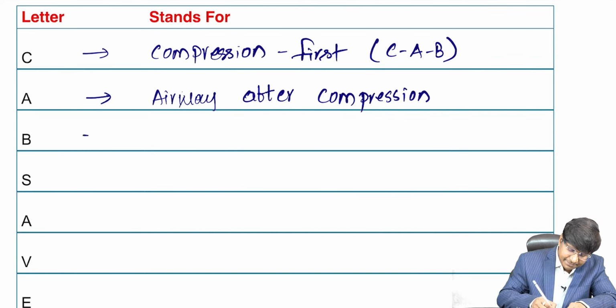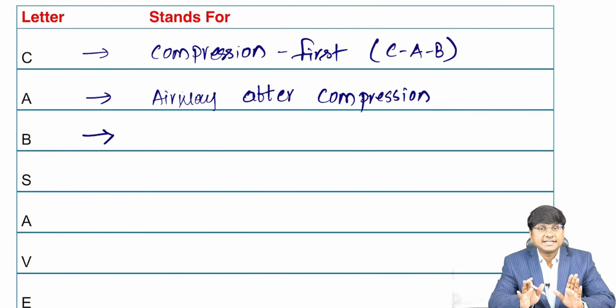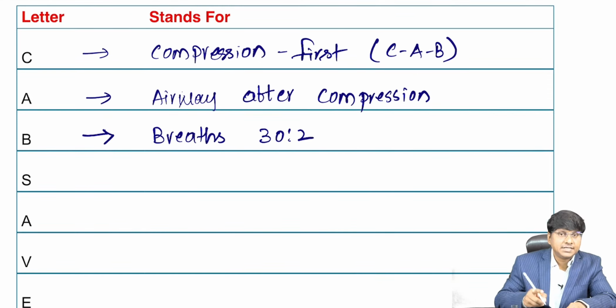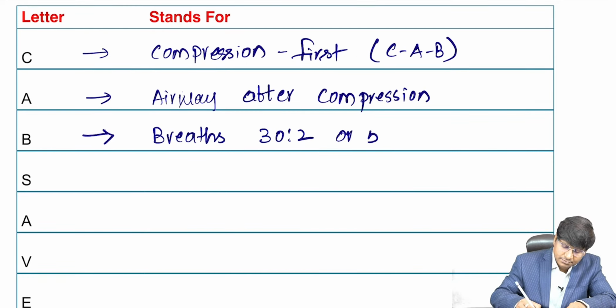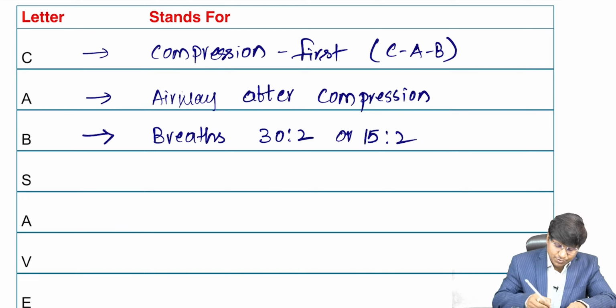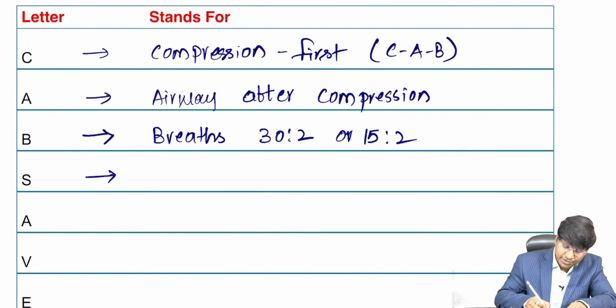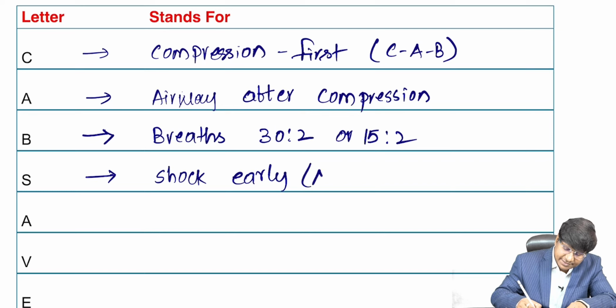Okay, airway after compression, that is A. And B stands for breaths. And this breath should be around 30:2 or 15:2. Then S stands for you need to give early shock, right, where you need to administer the AED immediately.